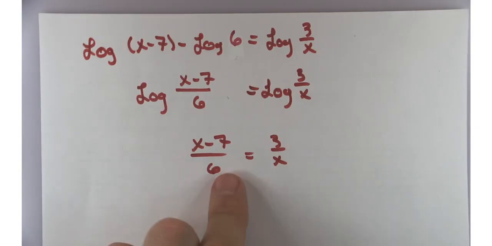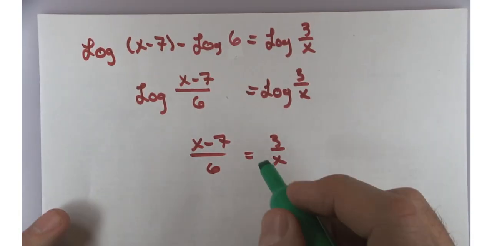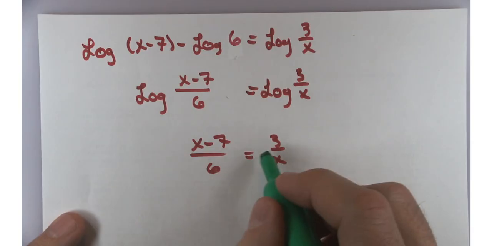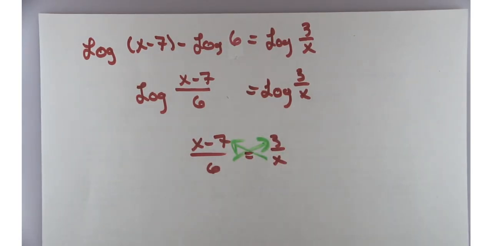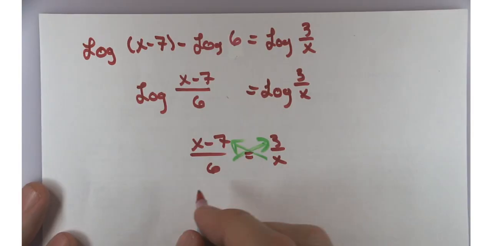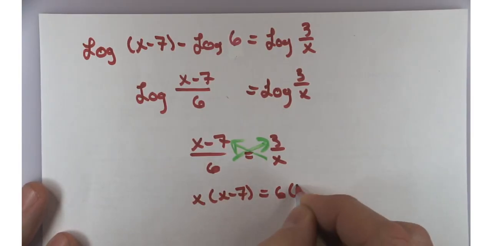Now you have what's called a proportion. You have one fraction equals another fraction. So what you could do is cross multiply. This times this, this times this. It only works when you have two fractions. You can't have three fractions, etc. It only works with two fractions. x times x minus 7 equals 6 times 3.